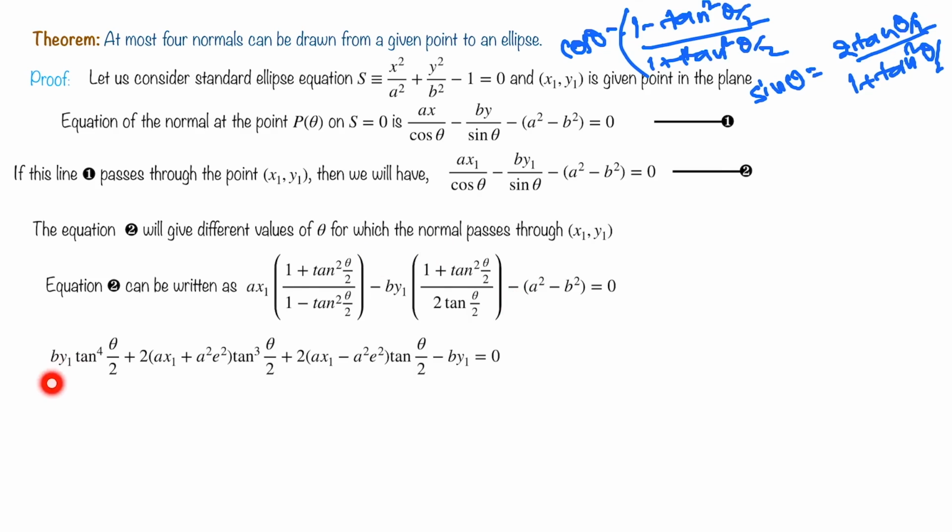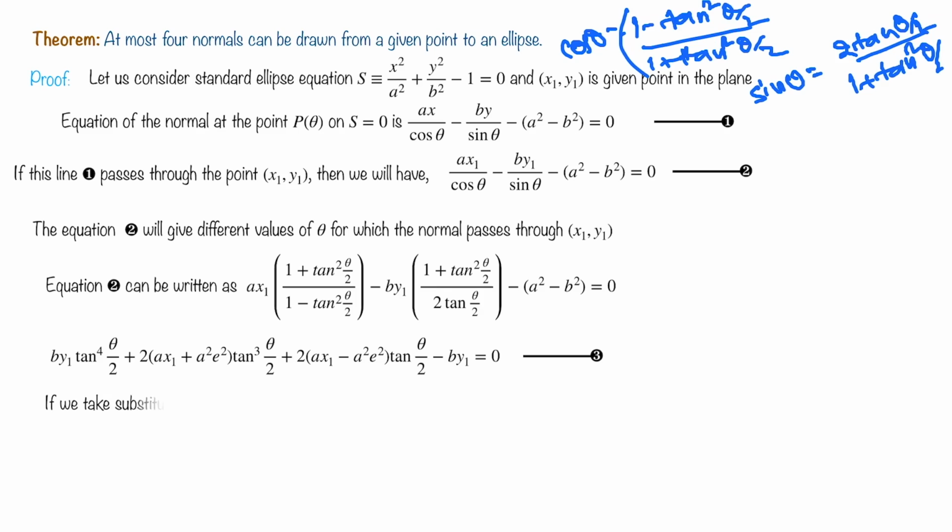By1 tan to the power of 4 theta by 2 plus 2 times (ax1 plus a square e square) times tan cube theta by 2, plus 2 times (ax1 minus a square e square) times tan theta by 2 minus by1 equal to 0. Feel free to verify this. This gets simplified to this one. Let me call this one 3.